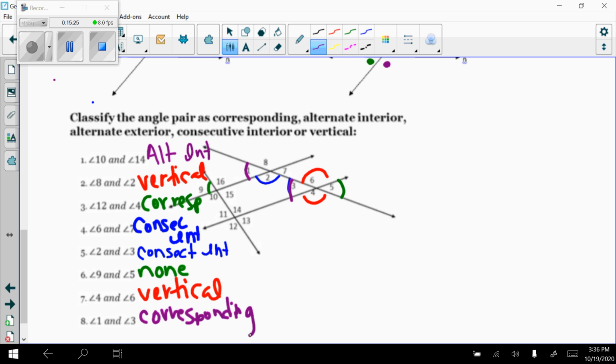All right, so that does it for the notes over section 3.1, identifying pairs of lines and angles. Your homework over this is worksheet 3.1B. So it's the 3.1B worksheet that covers this.